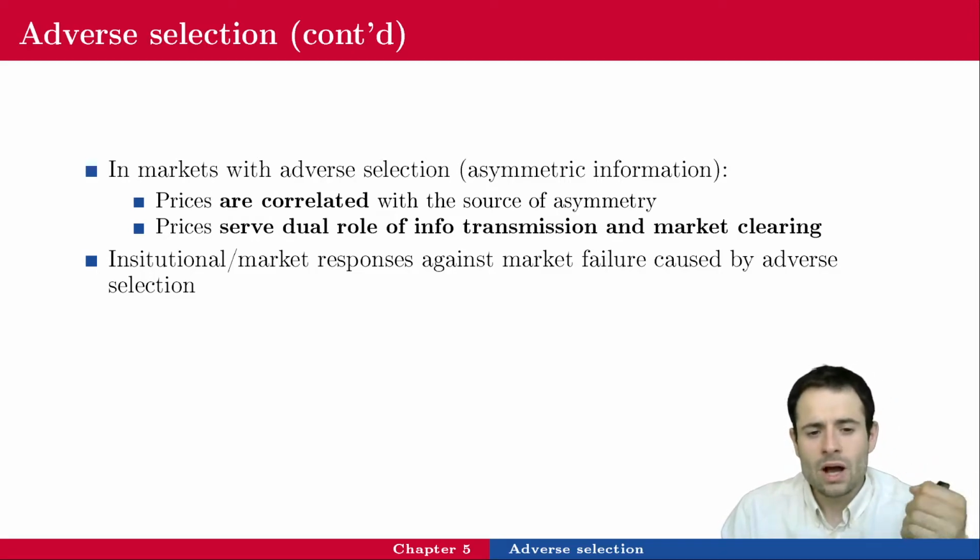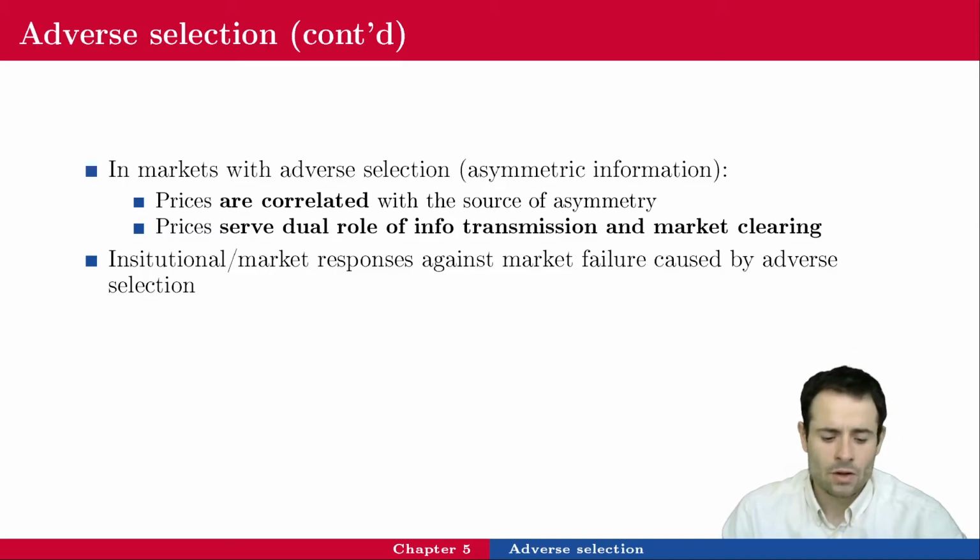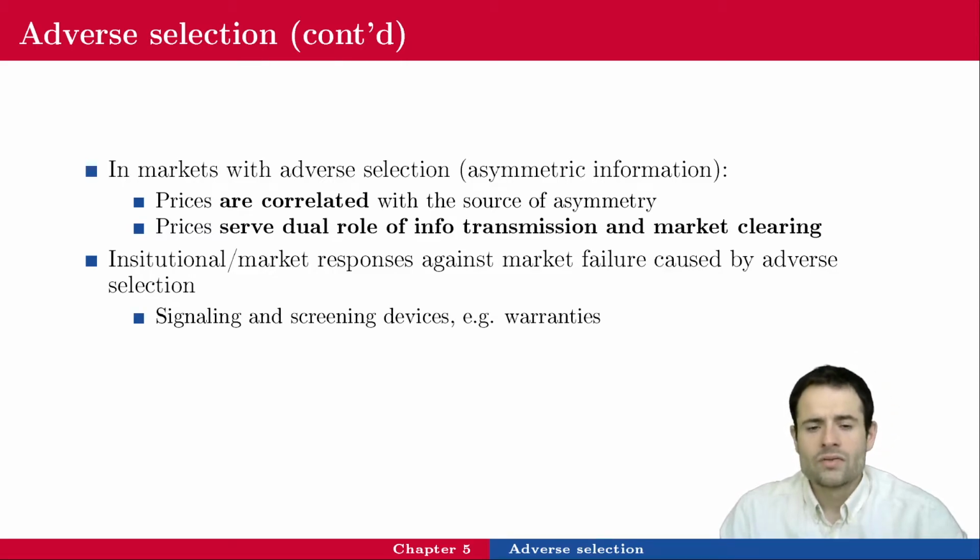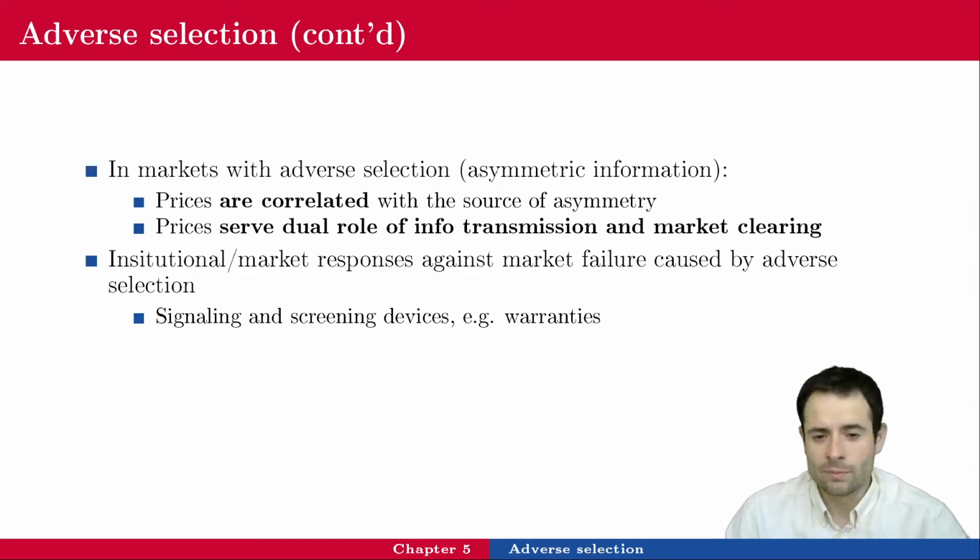So, because of the prevalence of this problem in many different markets, there has been some institutional and some market responses against market failure caused by adverse selection. To name a few, they are signaling and screening devices, and I will get into this very soon. For instance, warranties. Warranties are a way to signal the quality of your product to customers.